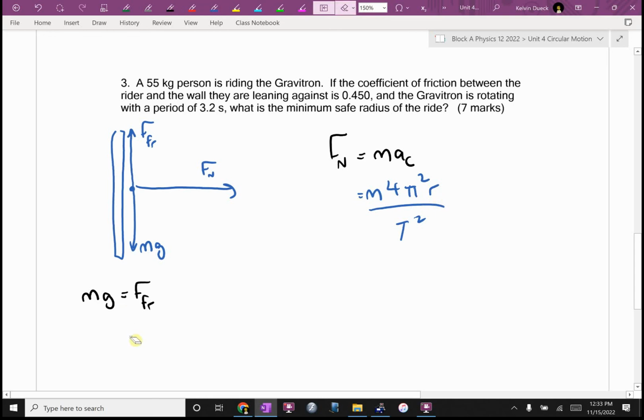Now I walk over here. Friction is what times what? The normal force. So I can go like this: mg equals mu Fn. In fact, I can replace the normal force not with mu mg, which would be flat level friction, but with, I guess, mg over mu. So here I can go mg over mu.